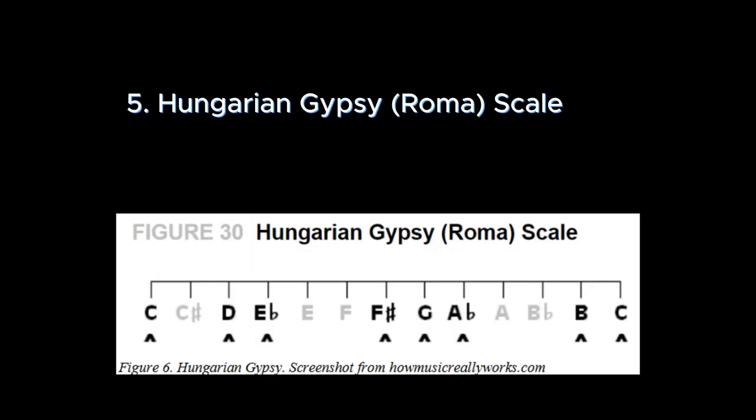Five, Hungarian Gypsy Roma scale. And finally, to get your blood a-boilin', here's the Hungarian minor scale, better known as the Hungarian Gypsy scale or Hungarian Roma scale.